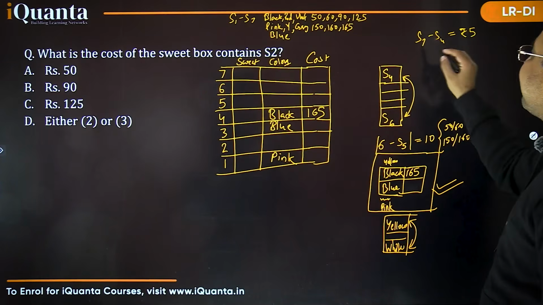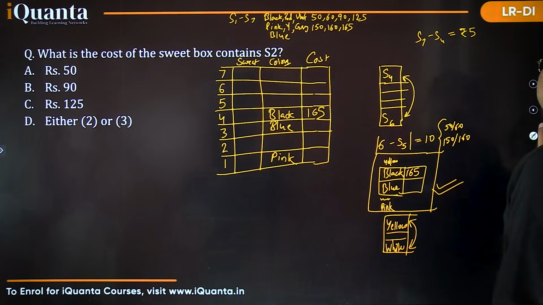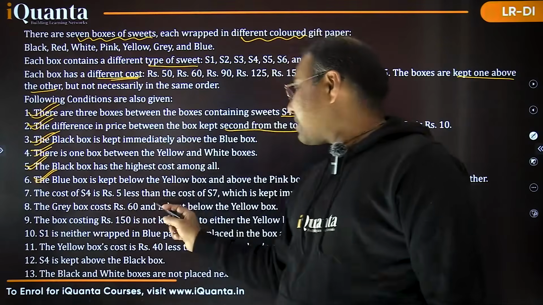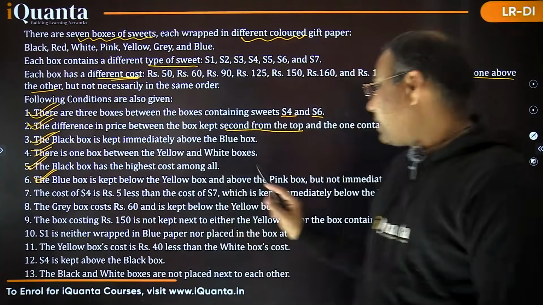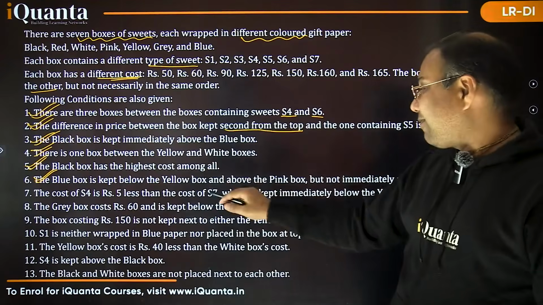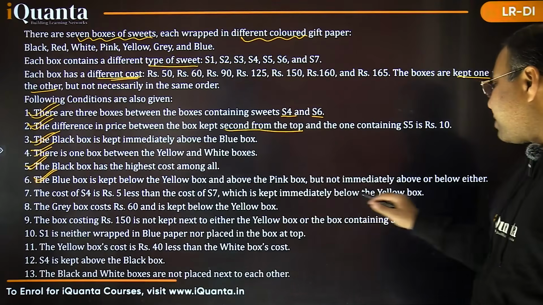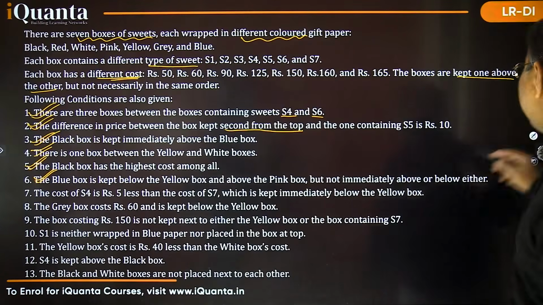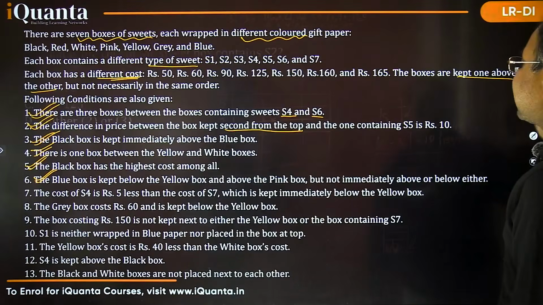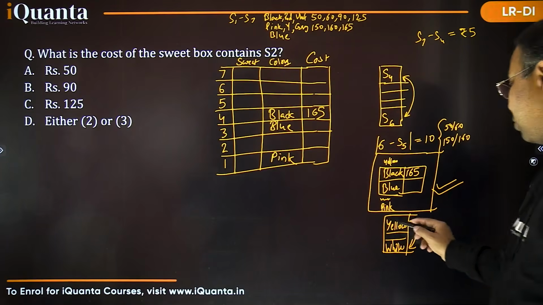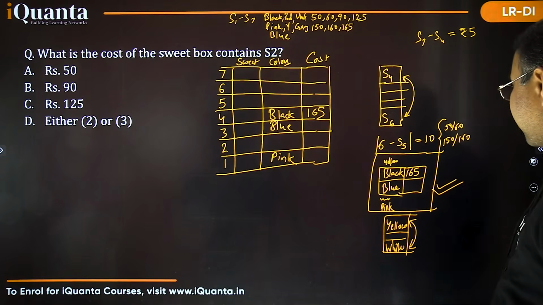And it is clearly given कि S7 की cost ज्यादा है. S4 की cost S7 वाले से कम है, right? The cost of S4 is 5 rupees less than cost of S7, right? Now, which is kept immediately below yellow box? Which one? S7. So S7 is kept immediately below yellow box. Have you put yellow box somewhere? Yellow we haven't filled yet, but yellow is this one, right? So S7 is immediately below yellow.